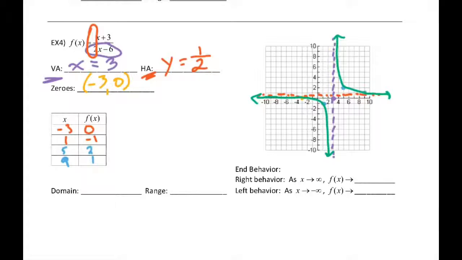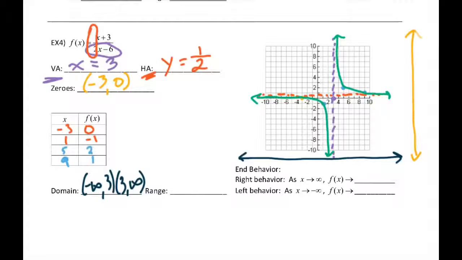So next up, we want to find the domain and range. So domain from left to right. We're talking, does it go all the way from negative infinity to positive infinity? And it's cut right here at the vertical asymptote of 3. So our domain is negative infinity to 3 and 3 to infinity. It's everything but that point there. And then the range is bottoms up. Does it exist from negative infinity until positive infinity? Nope, it's cut right here at our horizontal asymptote of 1/2. So we go from negative infinity to 1/2, and from 1/2 to infinity.